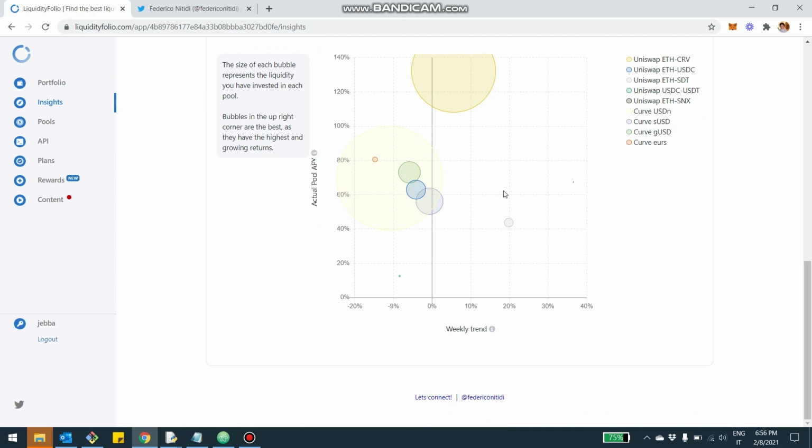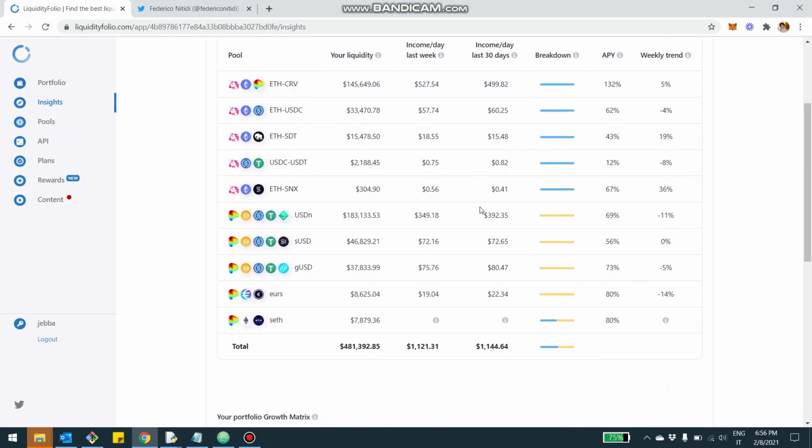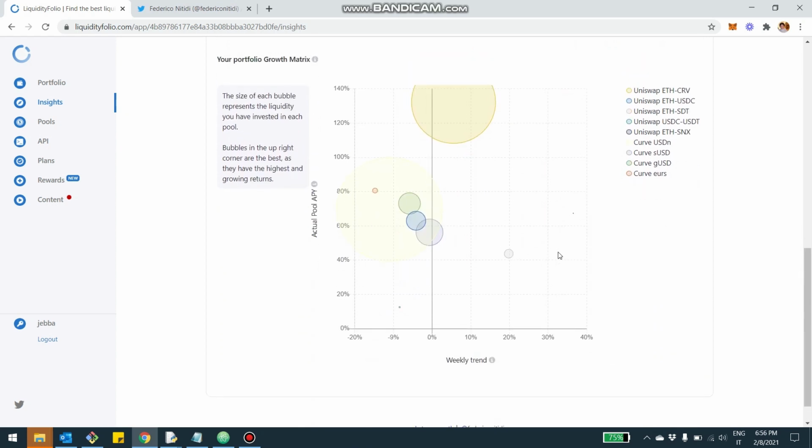So this is what I really wanted to show you, the insights section. We saw how to read the income breakdown, how to see the bottom line in terms of the liquidity and the income per day, whether it's accelerating or decelerating, where the income is coming from, and then sum it up with a growth matrix, this bubble chart, which should give you some pointers in terms of your allocation.